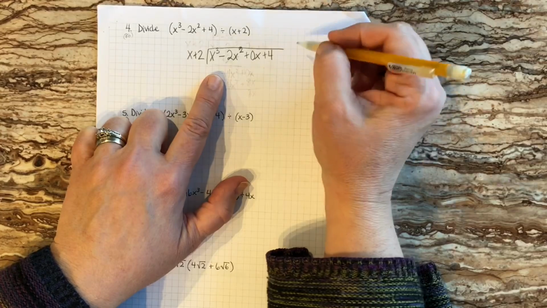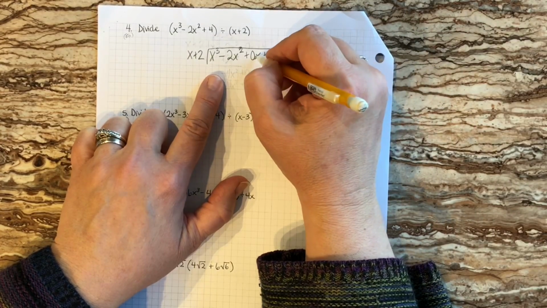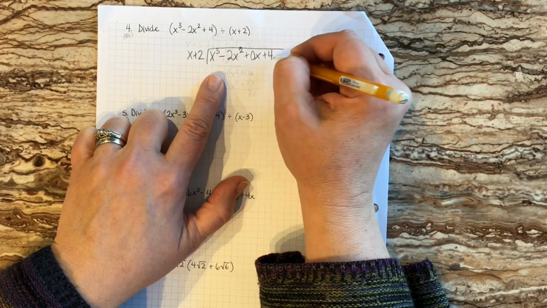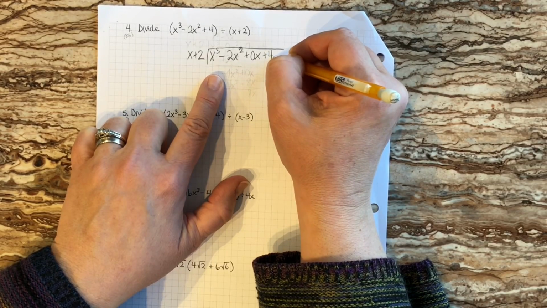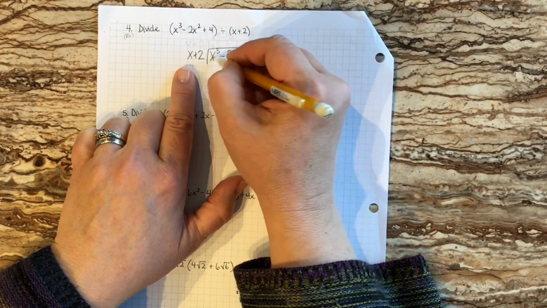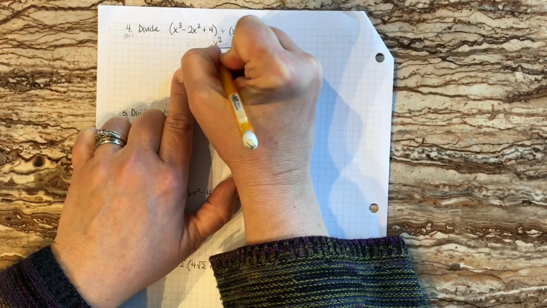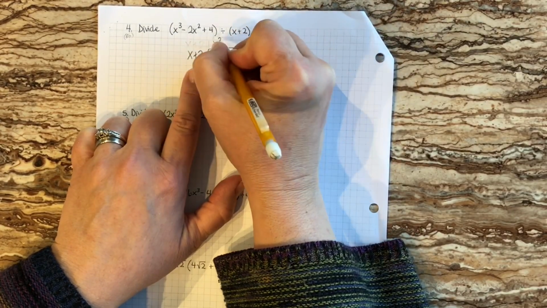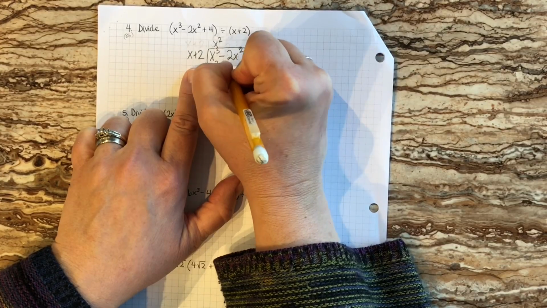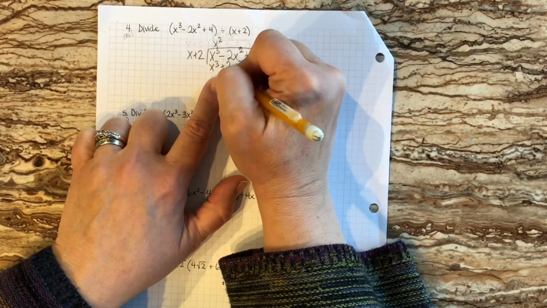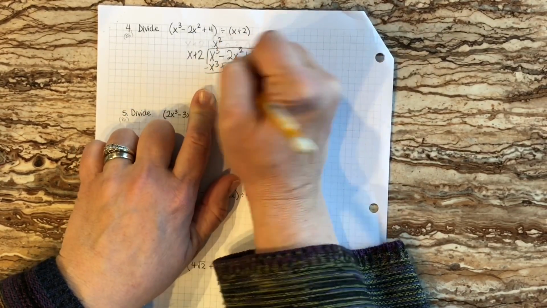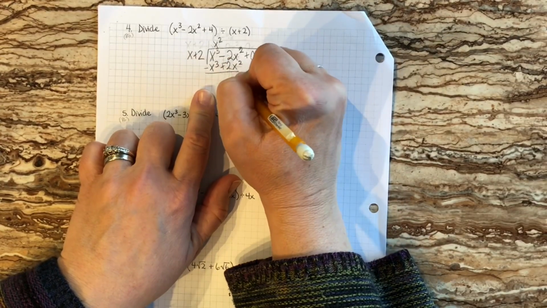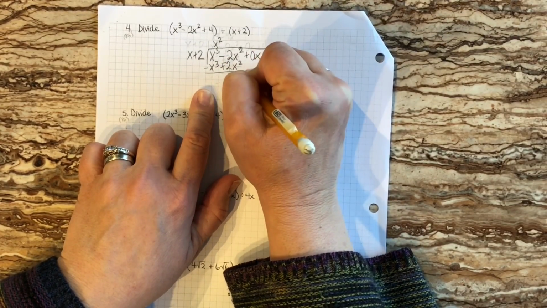This is super important. You don't have to put that there, but you just have to remember that when you bring the x term down, it cannot combine with the 4 because it's not a like term. So x goes into x cubed, x squared times x is x cubed. x squared times 2 is 2x squared. Now I'm going to subtract, and that becomes addition. Negative 2 plus negative 2 is negative 4x squared.